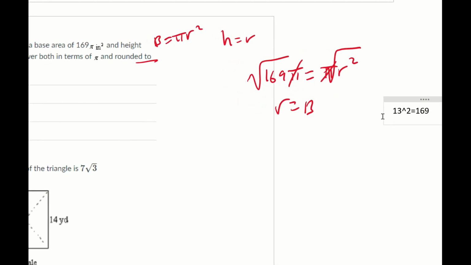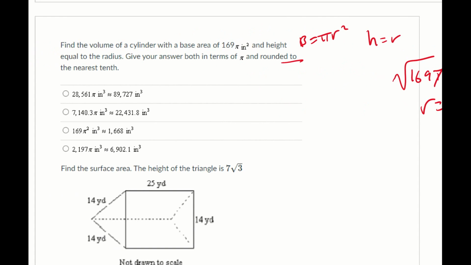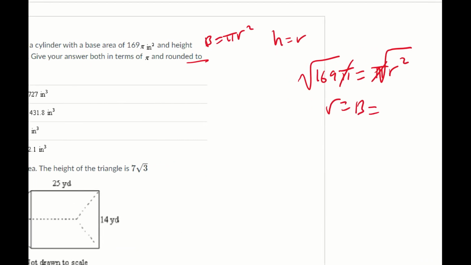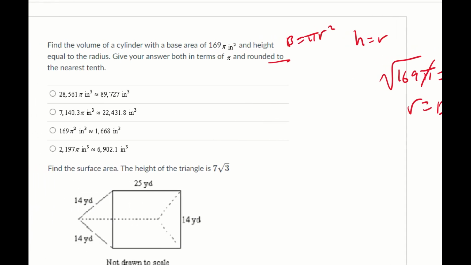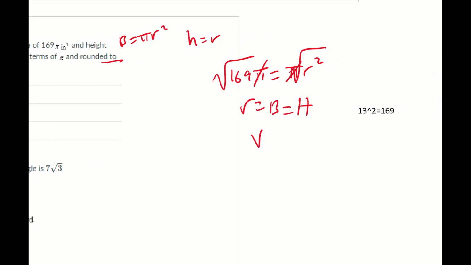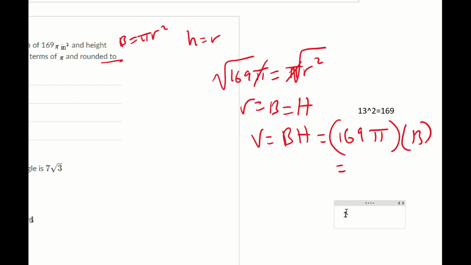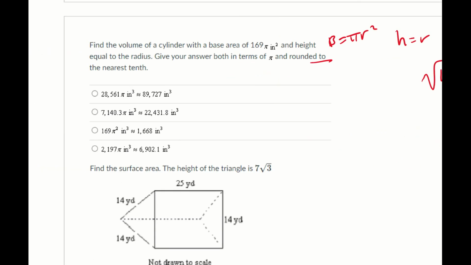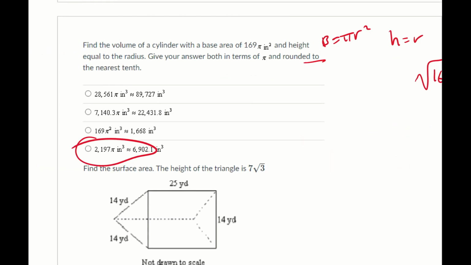So that's 13. And it says the height is equal to the radius, so this is equal to the height. And you want to find the volume. So the volume of a cylinder is BH, and then we got B is 169 pi, and then the H is, well, 13. And then we just plug that in. So we got 169 times 13 is 2197 pi. And they do have it in terms of pi here. It's going to be D.